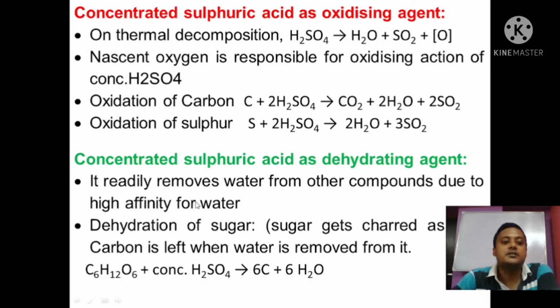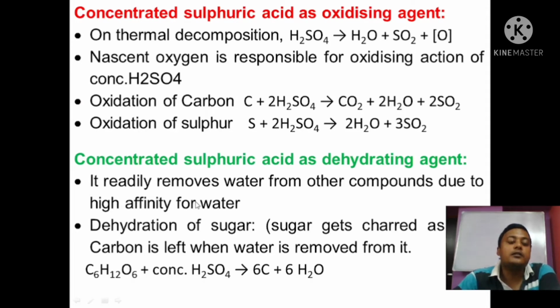Next, you have to discuss the characteristics of sulfuric acid. First, we will discuss it as an oxidizing agent. In exams, sometimes they give a reaction which shows the oxidizing nature of sulfuric acid. This type of question is asked, where a reaction is given and we have to find which property of sulfuric acid is shown. So first we will discuss it as an oxidizing agent.